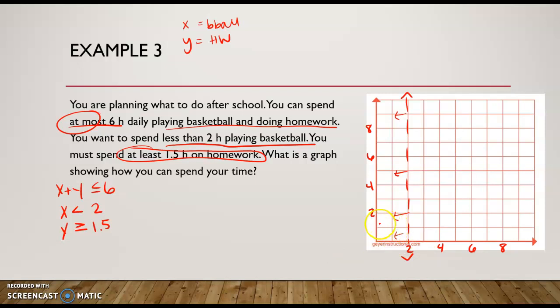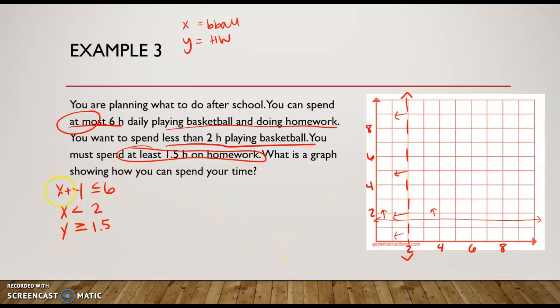Now I'm going to graph my other easy one. That's y is greater than or equal to 1.5. So here's 1, here's 0.5. Greater than or equal to means it's a solid line. So there's my solid line. Greater than means above. So I'm not going to draw too many this way because I already know my arrows are coming this way. So I know that I'm shading somewhere in here.